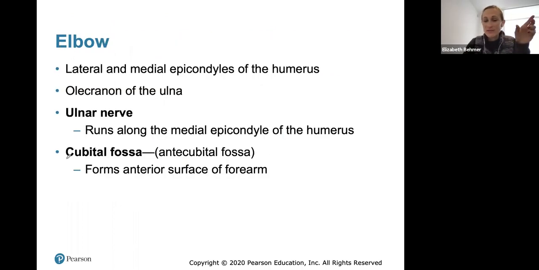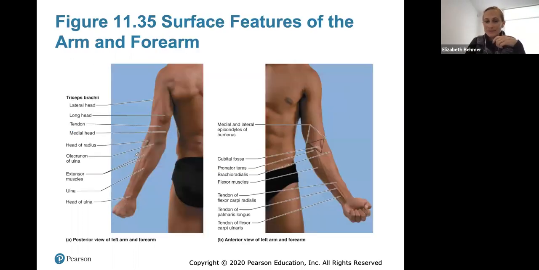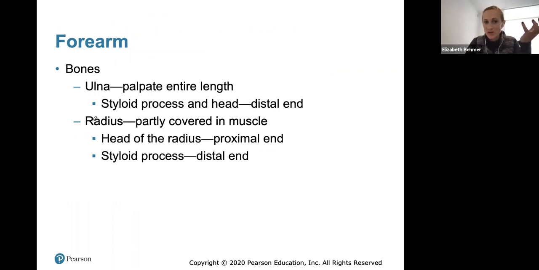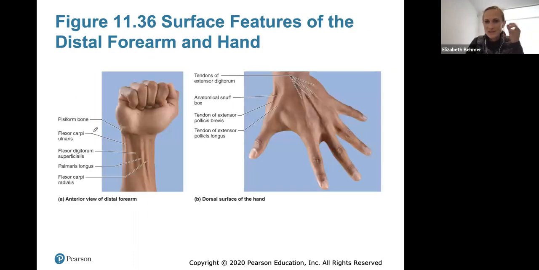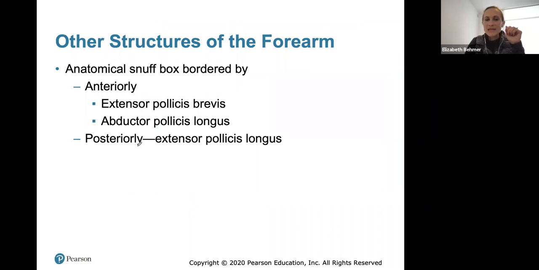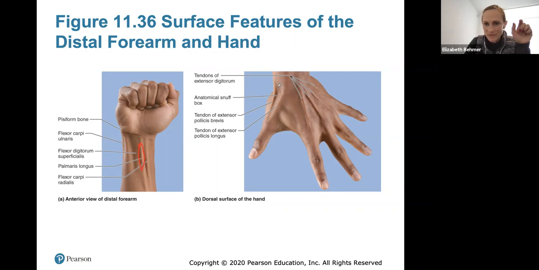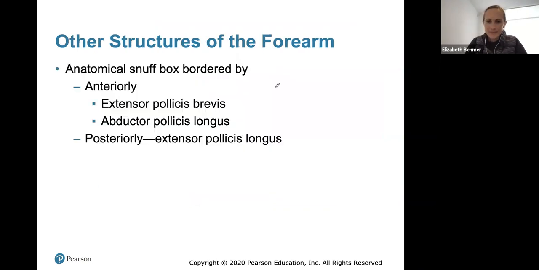The cubital fossa is the antecubital fossa, which forms the anterior surface of the forearm. Then the bones, you can palpate your ulna and your radius. Flexor muscles, you can palpate some of the muscles and the tendons, and you can see those here. You can see the palmaris longus tendon really easily there. Anatomical snuff box is bordered by the extensor pollicis brevis, abductor pollicis longus, and the extensor pollicis longus. So this is the anatomical snuff box that's bordered by some of those tendons in the thumb.